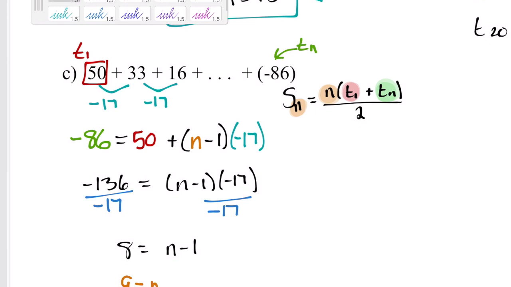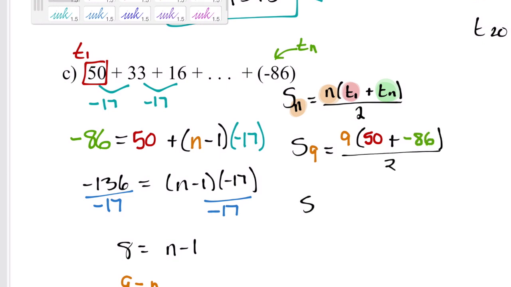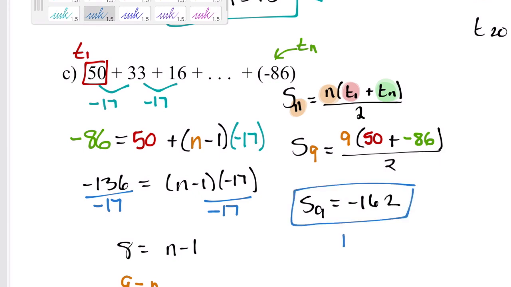Now that I have everything I need, I will plug it into the formula. I've got S sub 9 looking at the first 9 terms. And so the sum of those 9 terms is going to end up being negative 162. Ta-da!